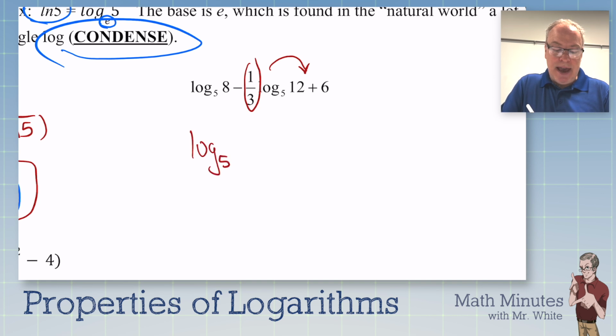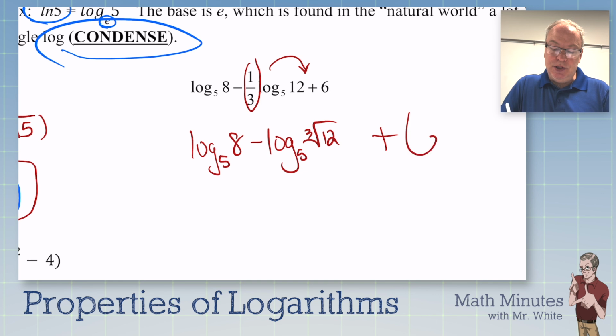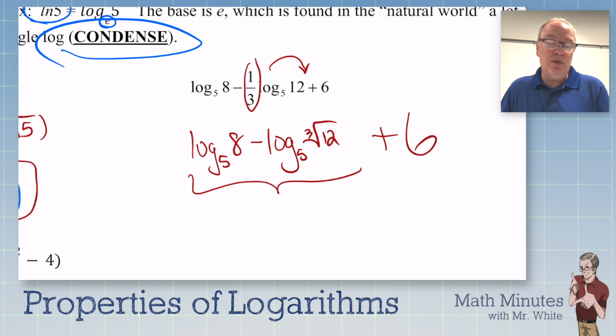So log base 5 of 8 minus log base 5 of the third root of 12. And then we have a big plus 6 at the end. The plus 6 is kind of on its own, so I'm not sure there's much we can do with that, honestly.